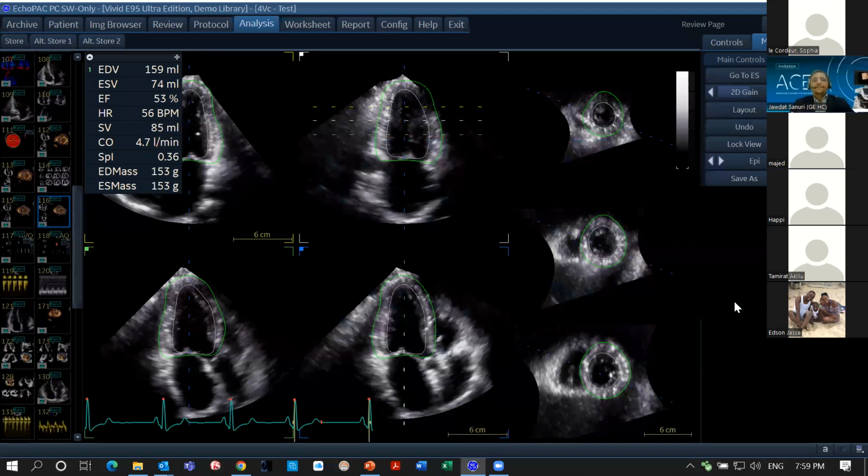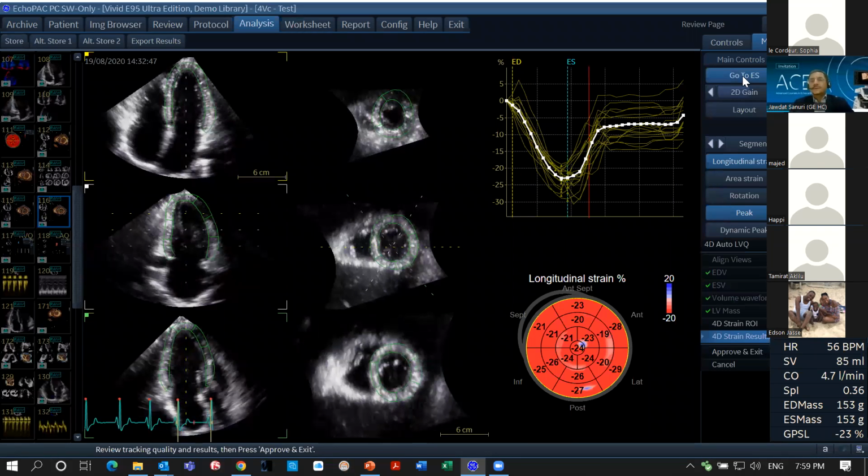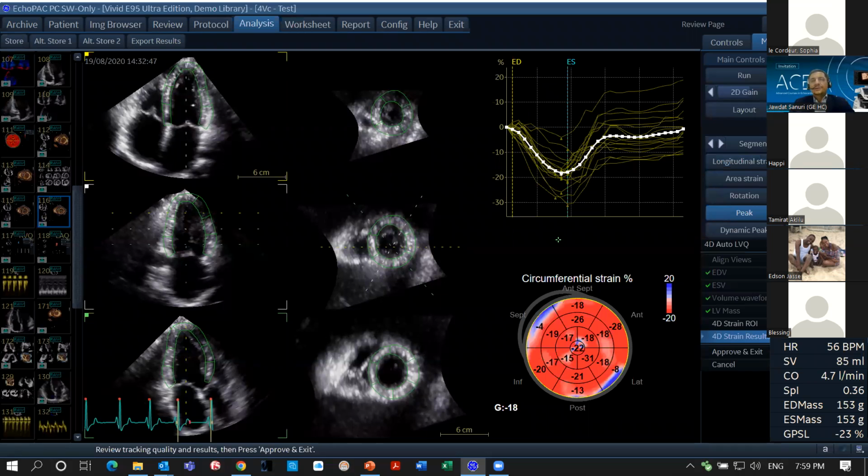Okay. All right, so now we have the values. We have the 4D strain, so I can just go to end systole, and now you will have the longitudinal strain for each segment and the global average for the modified 17 segments of longitudinal strain. This is longitudinal strain, so we can also go to circumferential strain, and it will also give us the strain curve for each segment circumferentially and the global circumferential strain.